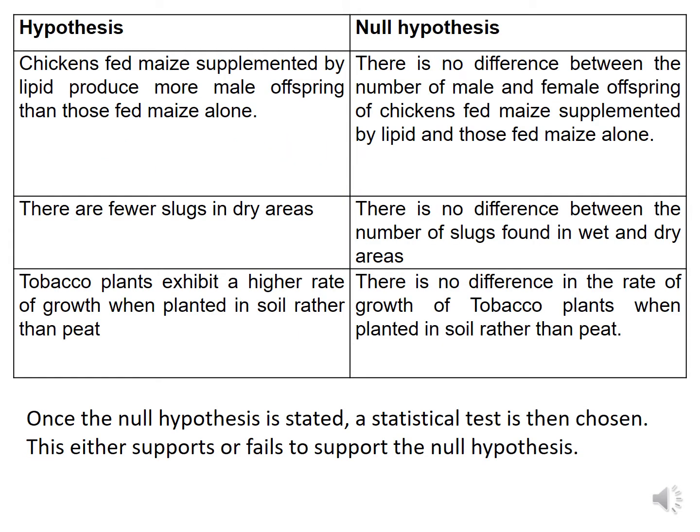Right, so these are very complicated. So the hypothesis: chickens fed maize supplemented by lipid produce more male offspring than those fed maize alone. Null hypothesis: there is no difference between the number of male and female offspring of chickens fed maize supplemented by lipid and those fed maize alone. All you really need to say is there is no difference in the gender division in offspring from food.